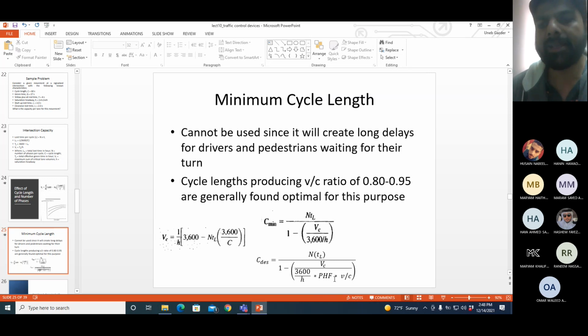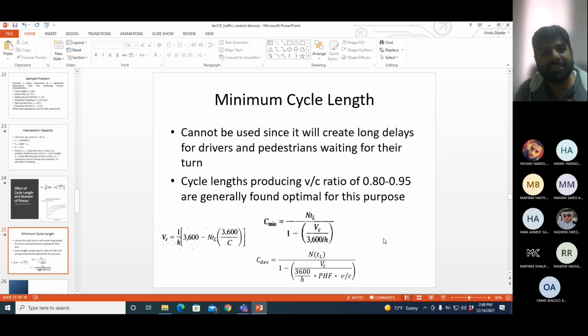Another thing which we should do, and which we have discussed for freeways and multilane highways as well, is this: VC is the peak hour volume. In the peak hour, I don't want the capacity to be exactly equal to the actual volume.